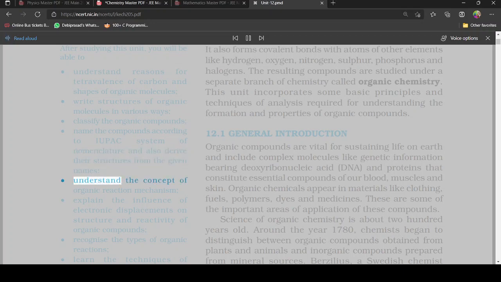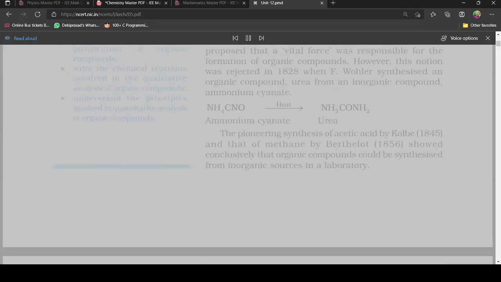understand the concept of organic reaction mechanism, explain the influence of electronic displacements on structure and reactivity of organic compounds, recognize the types of organic reactions, learn the techniques of purification of organic compounds, write the chemical reactions involved in the qualitative analysis of organic compounds, understand the principles involved in quantitative analysis of organic compounds.